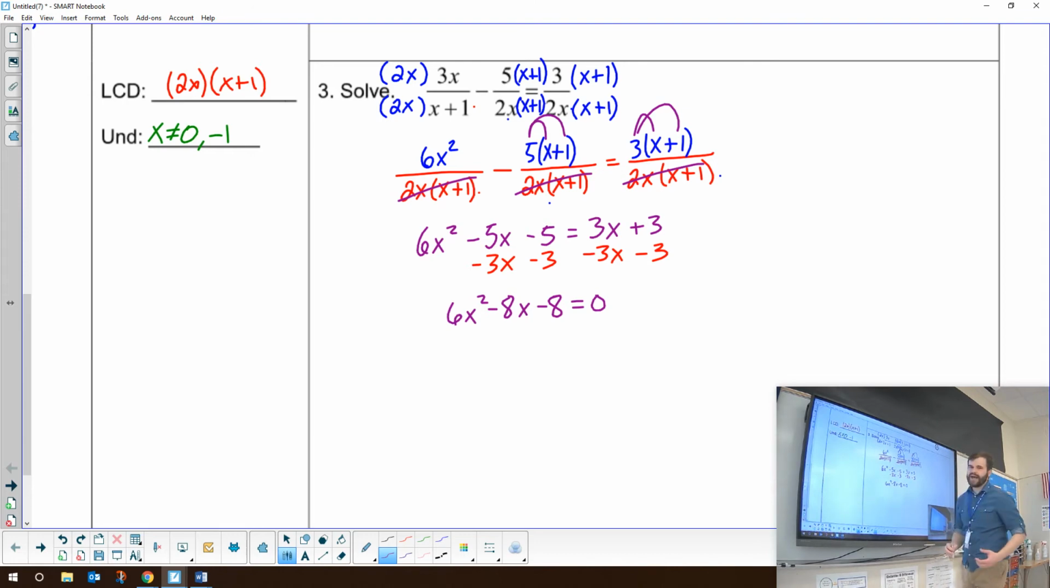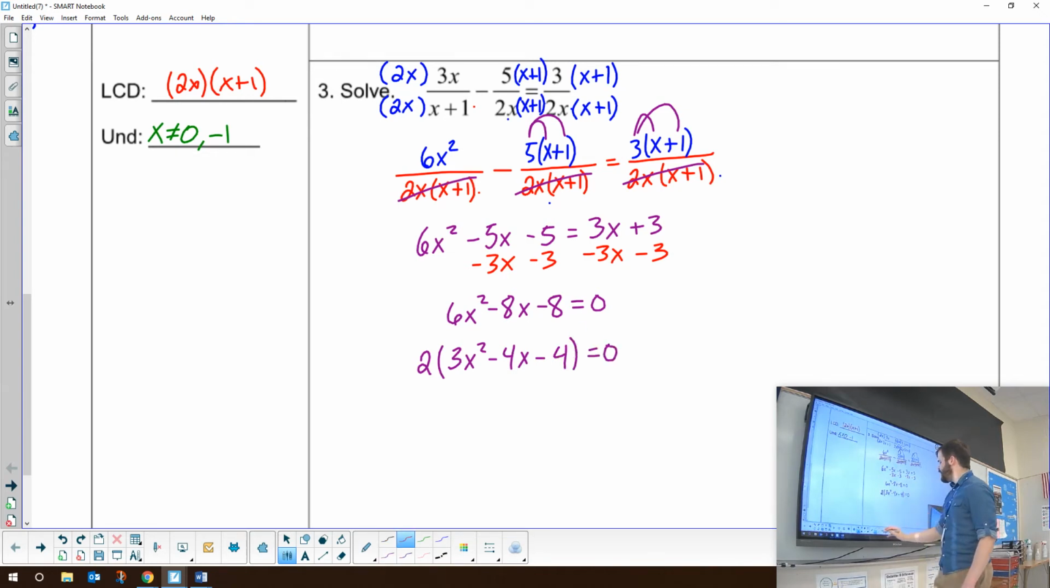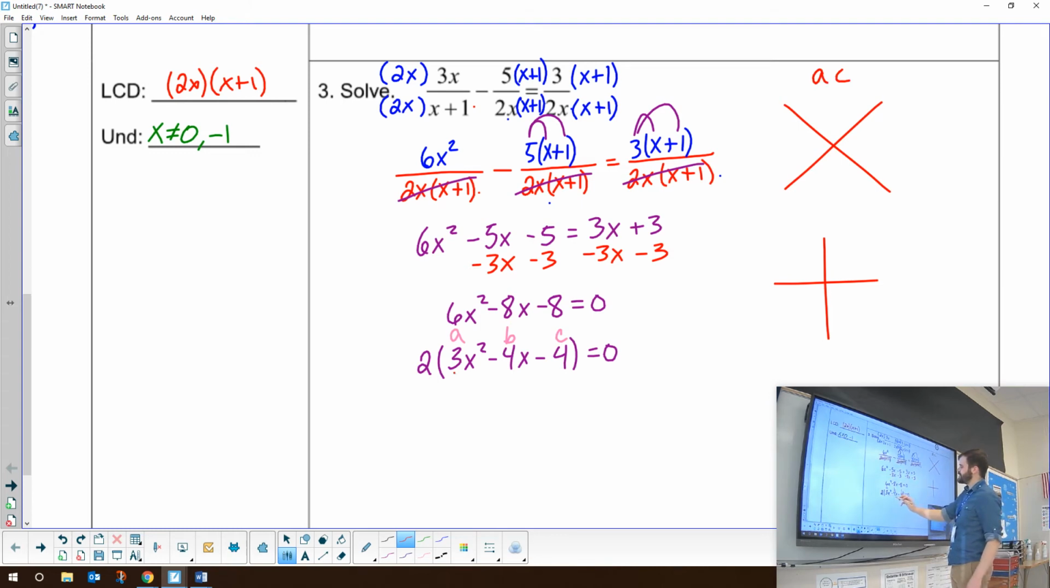And so now we're just going to factor this. Remember, the first step in factoring is always looking for a greatest common factor. And my greatest common factor on this one is 2. So I'm going to pull out a 2 to the front. We're going to have 2 times 3x squared minus 4x minus 4 equals 0. We're going to label my A, my B, and my C. I'm going to draw my x and my plus. Remember, on top of my x goes A times C. So in this case, that's 3 times negative 4. So we're going to have a negative 12 on top.